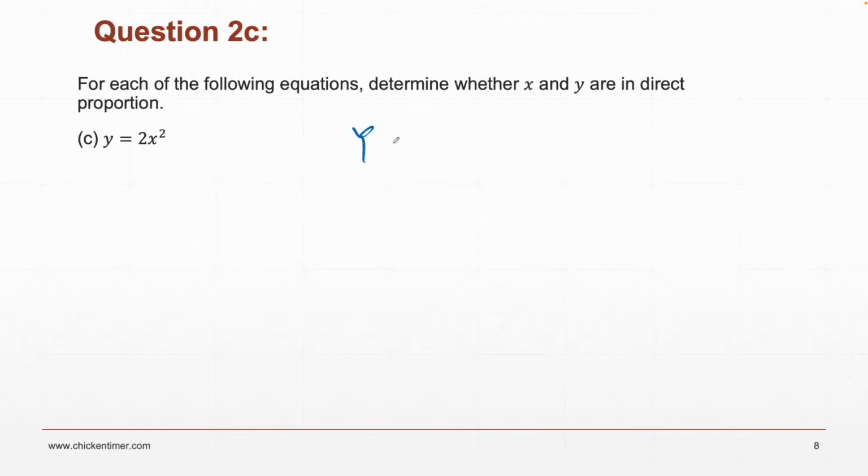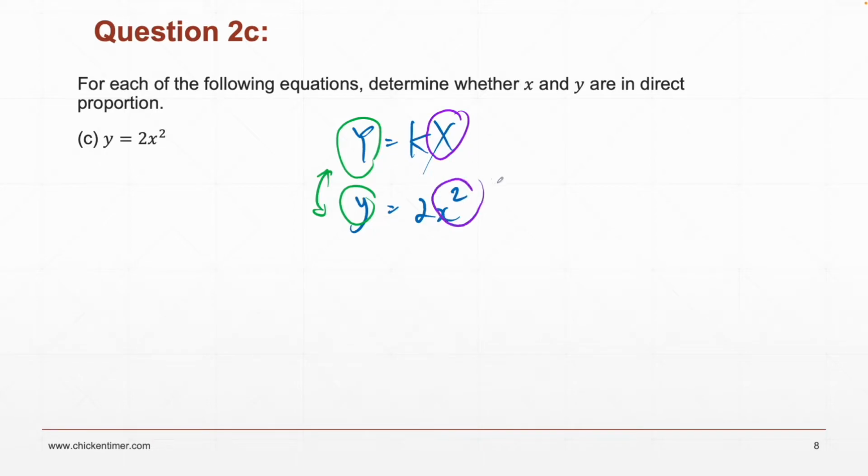So this is the third one. You have y equals kx again, and you have the equation given to us, which is y equals 2x squared. So I write this. Let's find whether x can go with x squared. Then k will correspond with 2.